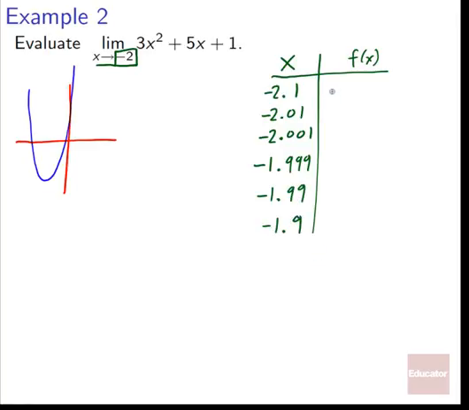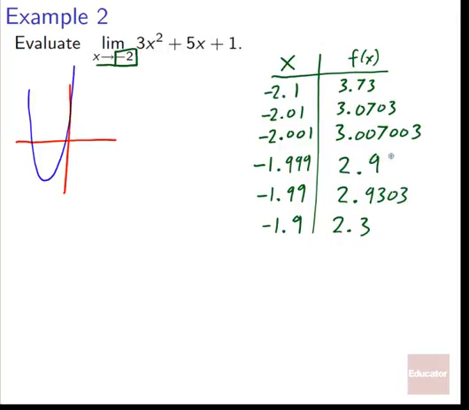If we plug these things into our calculator, negative 2.1 gets us 3.73, negative 2.01 gets us 3.0703, negative 2.001 gets us 3.007003. Flipping to the other side, negative 1.9 would get us 2.3, negative 1.99 would get us 2.9303, negative 1.999 gets us 2.993003. So it's pretty clear what we're approaching, right?